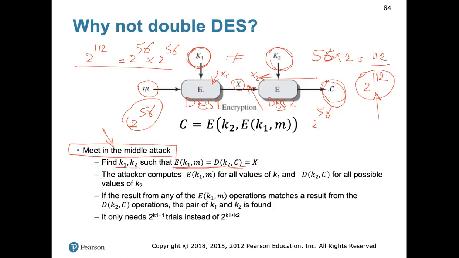If both of them get to the same value, it means that this is a right pair of key 1 and key 2. And of course, we have to do a search that spans 2 to the power of 56, but it is not 2 to the power of 112. We didn't get to 2 to the power of 112, which means that we basically couldn't expand the key. In terms of strength, in terms of security, double DES works similar to a normal DES.